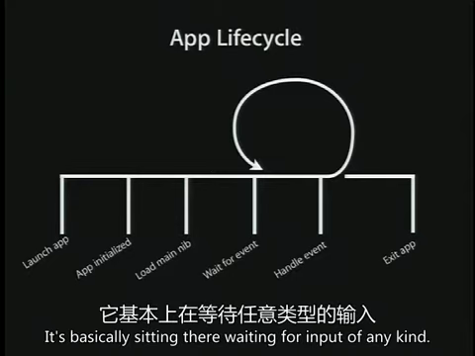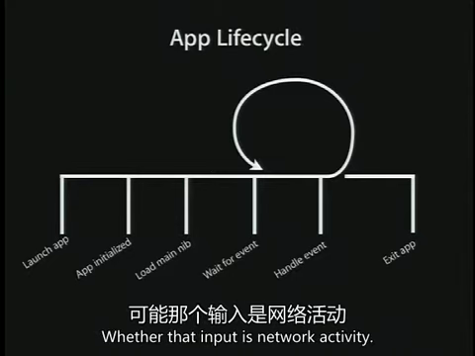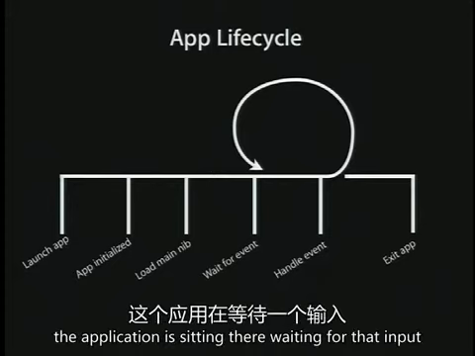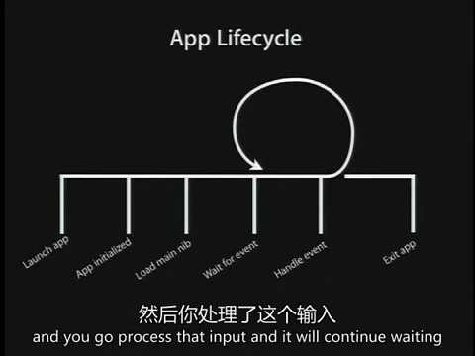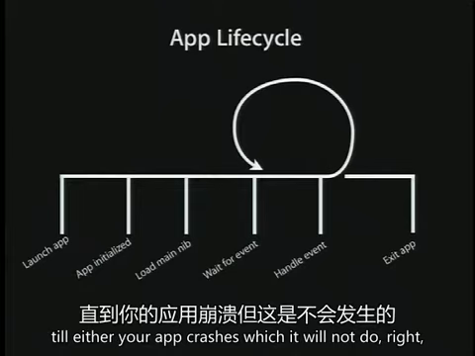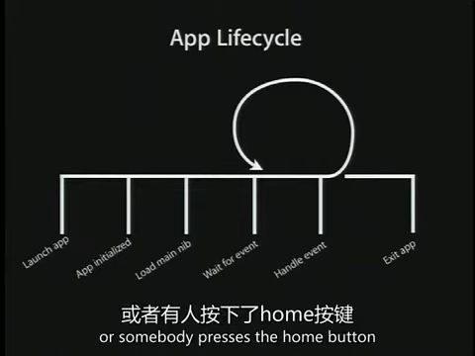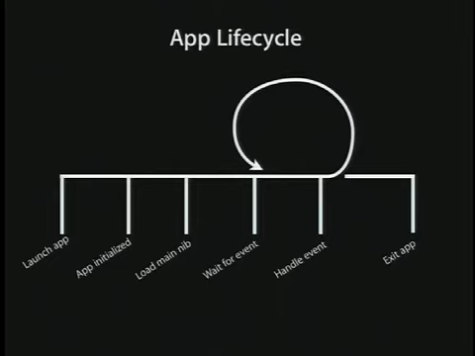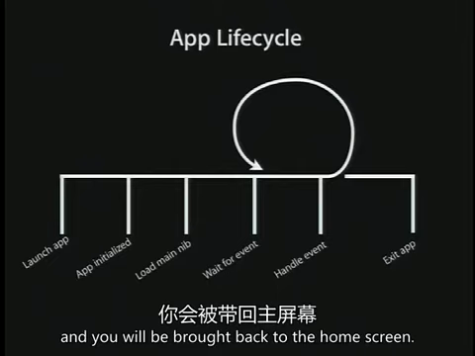As you can see here, it's a loop. It's basically sitting there waiting for input of any kind, whether that input is network activity or touches from a user. The application is sitting there waiting for that input, and you go process that input, and it will continue waiting until either your app crashes, which it will not do, right? Or somebody presses the home button, and your app will be terminated, and you will be brought back to the home screen.